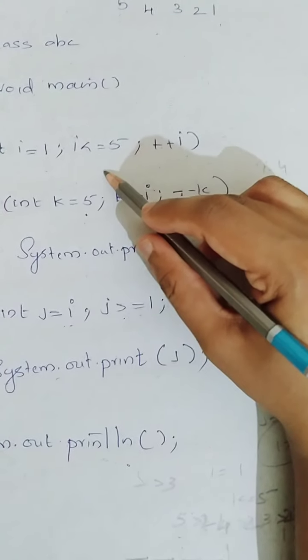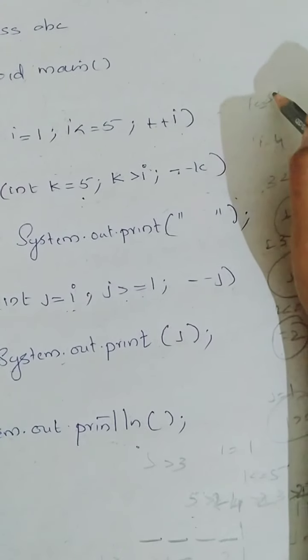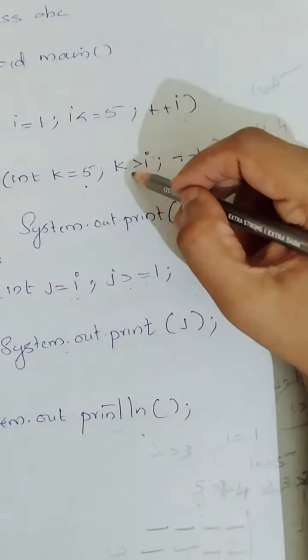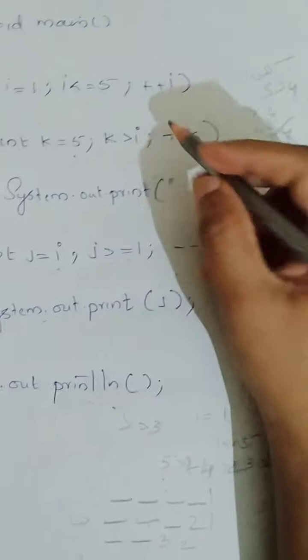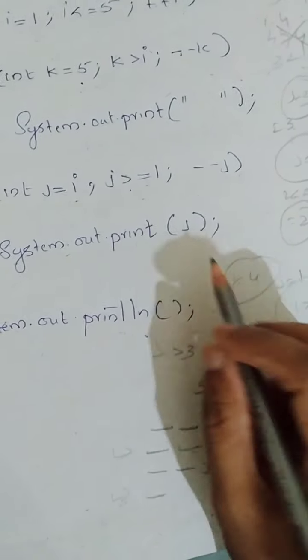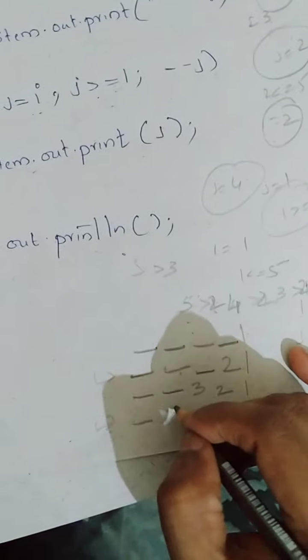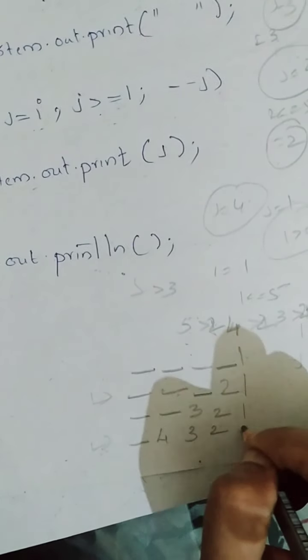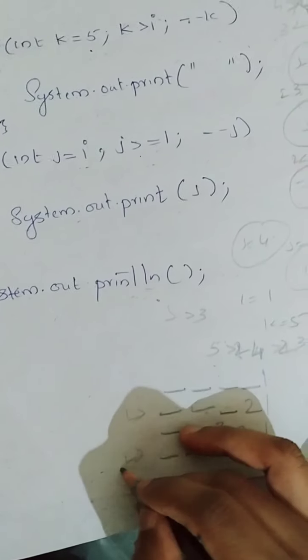And i is incremented to 4. 4 less than or equal to 5, condition true. Again k is equal to 5. 5 greater than 4, so it will leave a space here. Next, 4 greater than 4, false. Come out of this loop. There is a loop again. j is equal to 4. It will work till 4, 3, 2, 1. So it will print 4, 3, 2, 1. After that, condition becomes false. Come after the loop. There is a println.